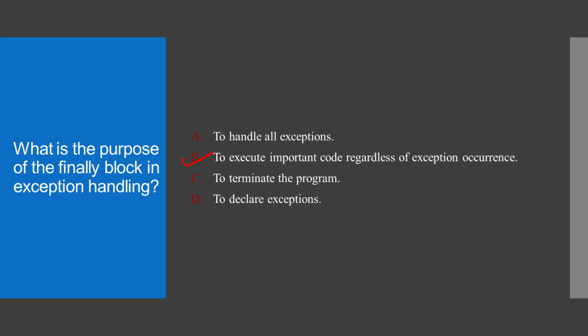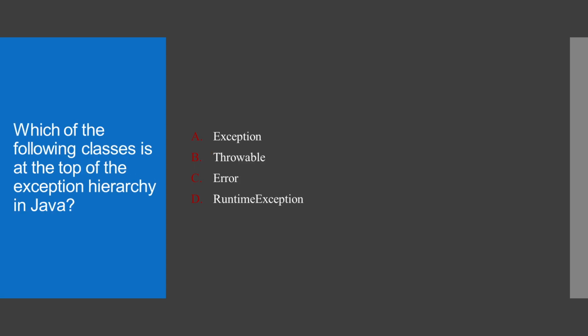Students, let's move on to our next question. Which of the following classes is at the top of the exception hierarchy in Java? At the top of the exception hierarchy, we have the Throwable class. It is further divided into two, that is Error and Exception. Further, the exception classes are subdivided into various types of exceptions.